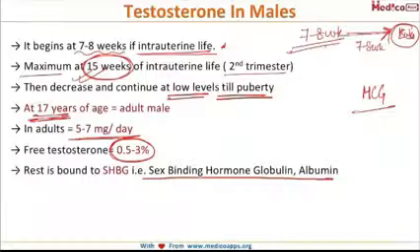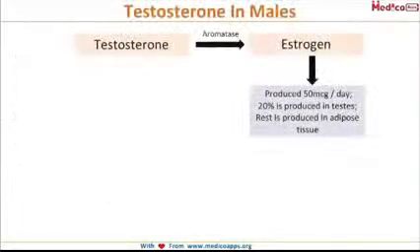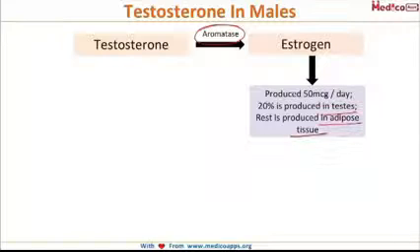Now this testosterone in males is converted into estradiol and dihydrotestosterone. And what are the enzymes involved in this? Testosterone is converted into estrogen by the enzyme aromatase. And where does it occur? 20% of this aromatization occurs in the testis and the rest in adipose tissue. And this aromatization converts testosterone into estrogen. And what is the daily production of estrogen? It is 50 microgram per day.